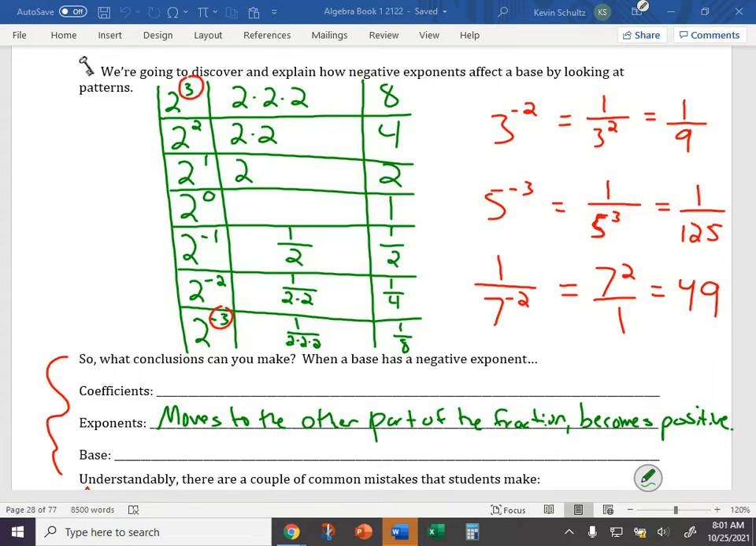How about the base? What happened to the base in all of this? Here we had a bunch of bases of 2's. Here we had a base of 3, a base of 5, a base of 7. What happened to the base, Christopher? Yep. And anything else? Stays the same. Okay, we're back to that, right? So the base follows the exponent and stays the same.